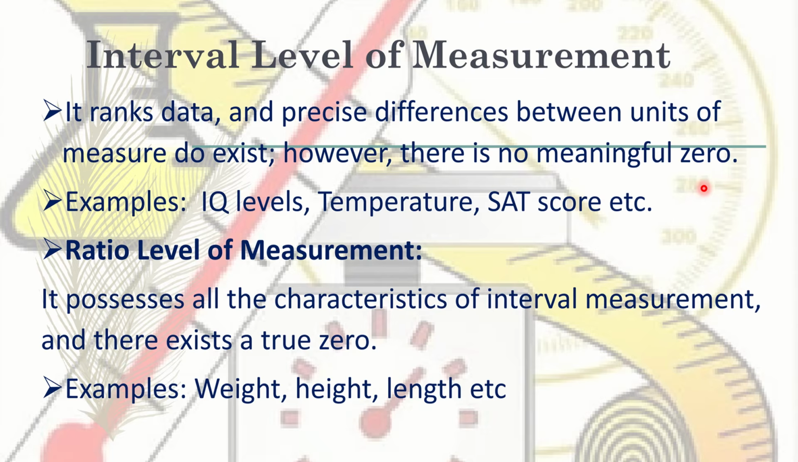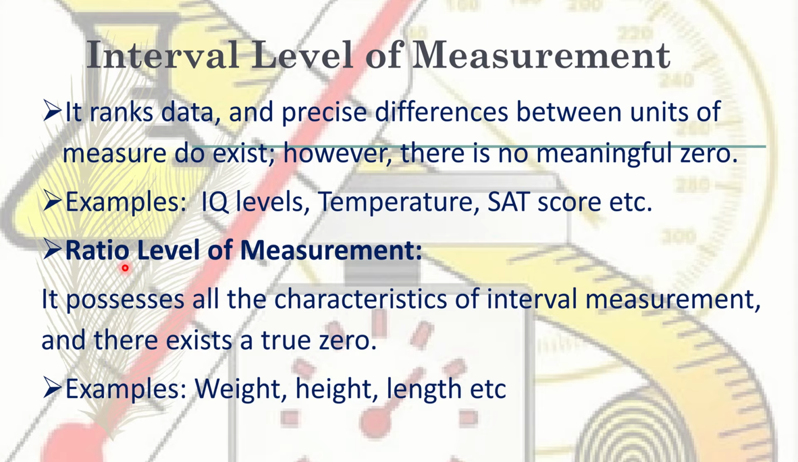But when you say 0 students in the class, that means there is no student in the class, so that will be a meaningful 0. So when you do classification based on IQ levels, temperatures, SAT scores, etc., GPA as well, they are all examples of interval level of measurement.